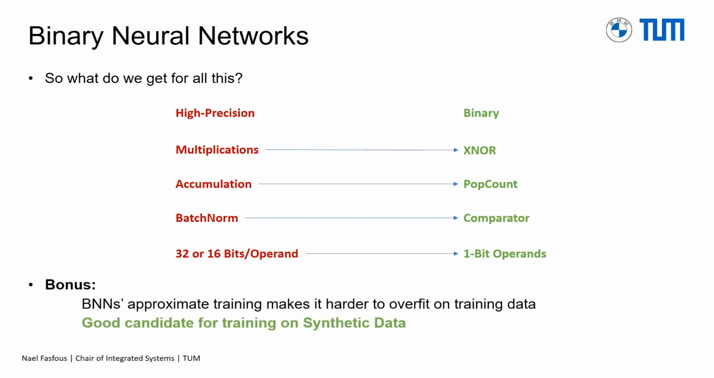And as a bonus, the approximate aspect of training BNNs, remember replacing the sign with the tanh, makes it harder to overfit on training data. This makes them a good candidate for training on synthetic data, since it's harder for them to latch onto specific artifacts that emerge from the synthetic generation of the data.